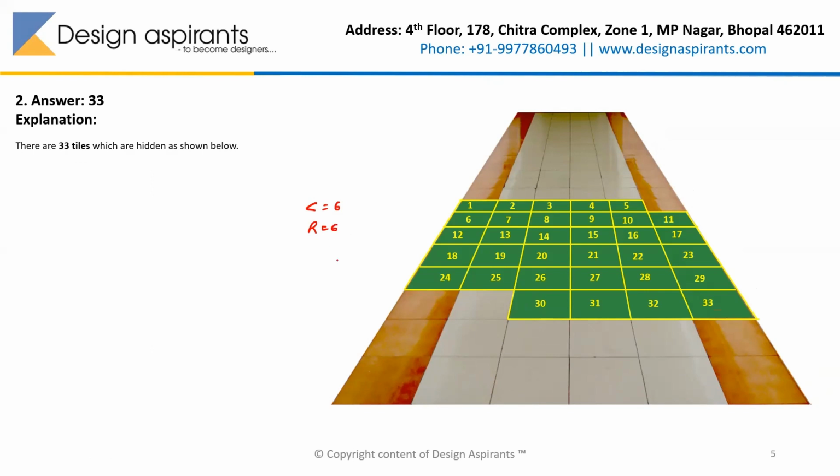There are 6 rows. So ideally speaking, 6 into 6 will make how much? 36. Ideally, that should be 36. But if you see, this is an omission, this is an omission, and this is an omission. So 36 minus 3 should give you 33, and this is your right answer. Is that okay, guys? Everyone?